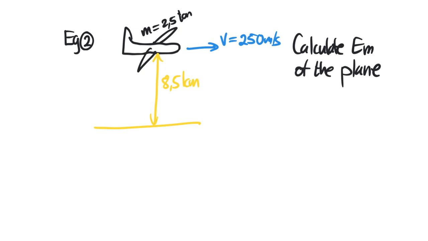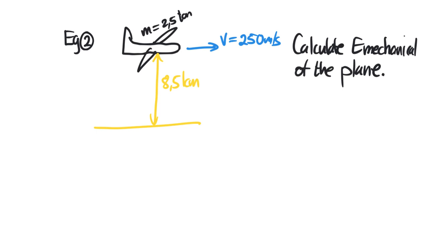So we have a plane, it's flying horizontally at 250 meters per second. It has a mass of 2.5 tons, and it's flying at 8.5 kilometers above ground level. The question asks, calculate the mechanical energy of the plane. So we are looking for E mechanical, which we represent with EM.